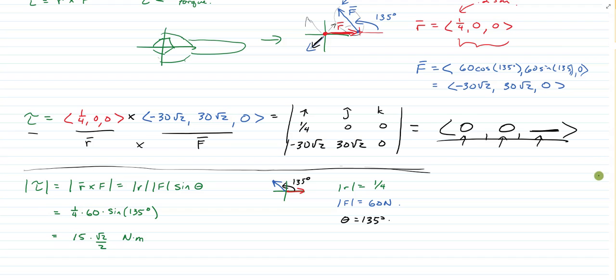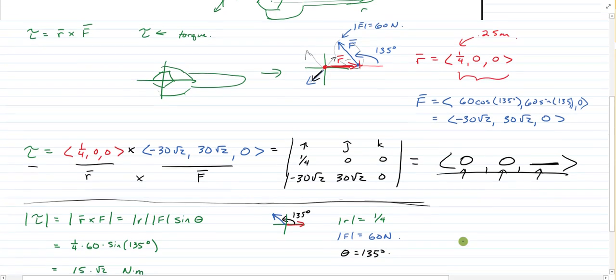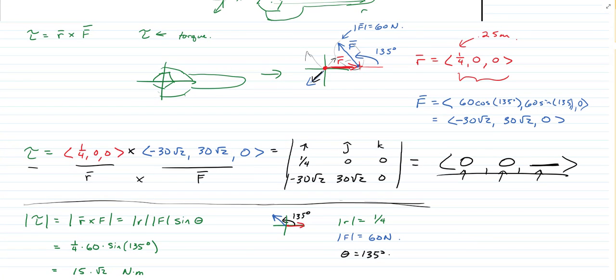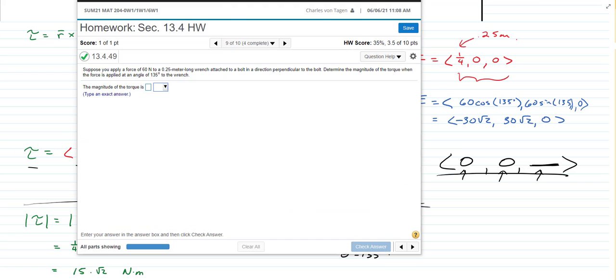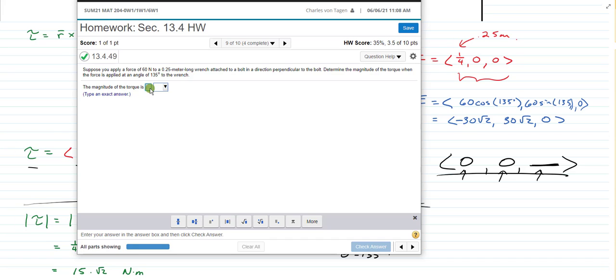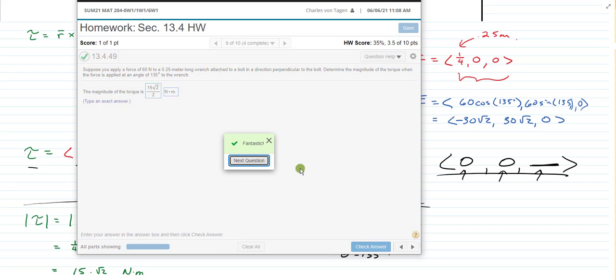So we could go ahead and enter that into MyMathLab. So let's do that. So I pulled that up. Here's our question. We could go ahead and enter in the magnitude and the units. And so we said that that would be 15 square root of 2, all divided by 2, and then our units there, we want the Newton meters. And there we have the solution to this.